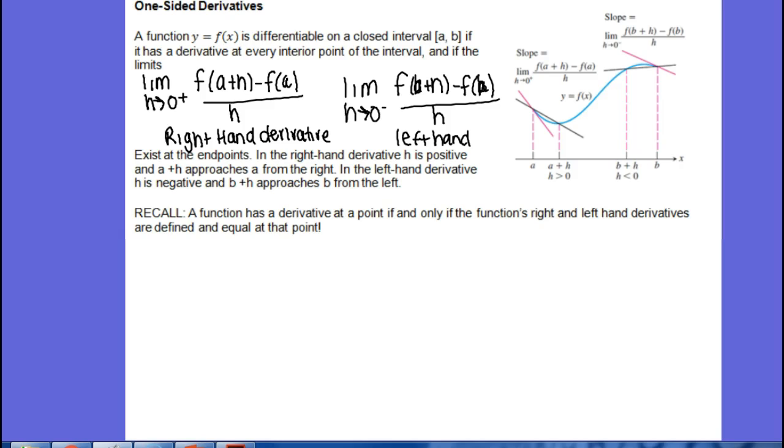Sometimes when we look at limits, we have to look at one-sided limits, right? The same is true for derivatives. Sometimes we have to look at one-sided derivatives. So what happens is we might have to look at the slope of this only from the positive side or the slope of this only from the negative side.